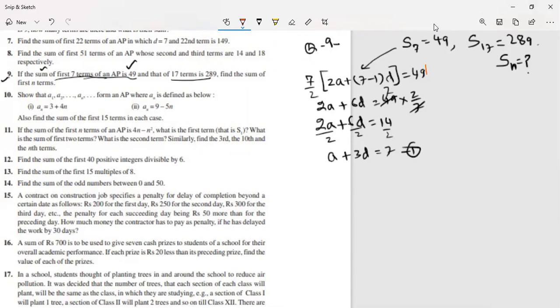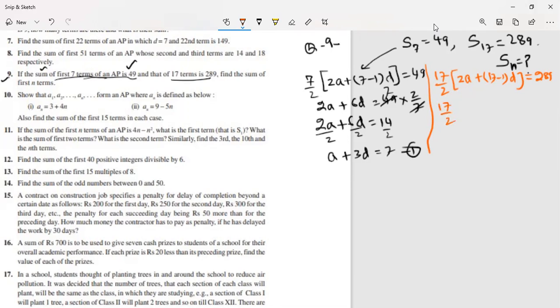17 terms means 17 by 2, sum of 17 terms, 17 by 2, 2a plus 17 minus 1 into d is equal to 289. So whatever, if the sum is given, you put the formula of sum. If nth term is given, you have to use the formula of nth term.